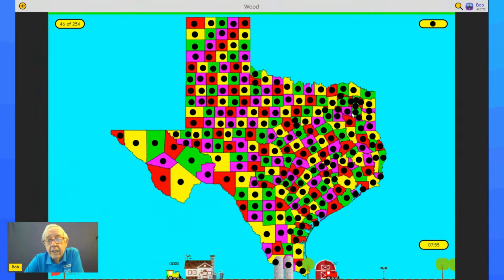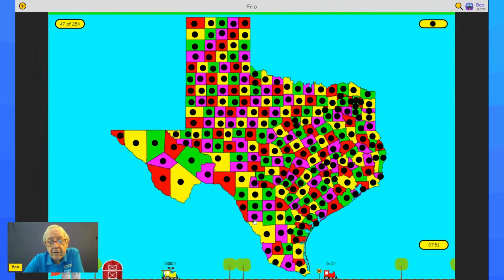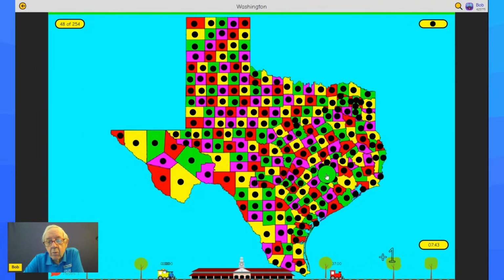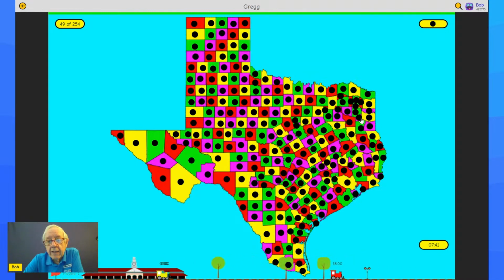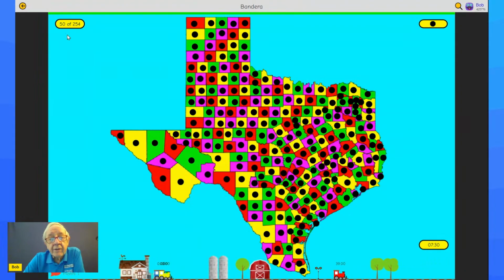It asks for Wood County. And the Wood is right below Franklin. This is Dimmitt. This is Frio. Washington, right next to Waller and Austin. Washington County. Gregg County. I tell you what, I don't think I've got any wrong yet. So let's see if I can go through this and get 100%. It's going to take a few minutes, but once you've done this and you can get into doing this, it really is a thrill.